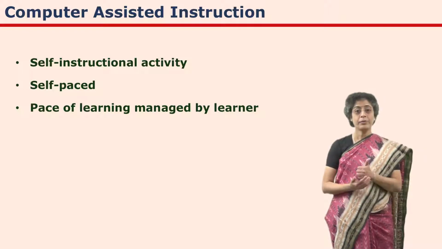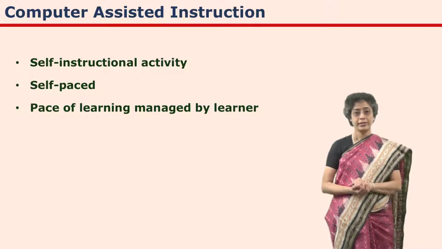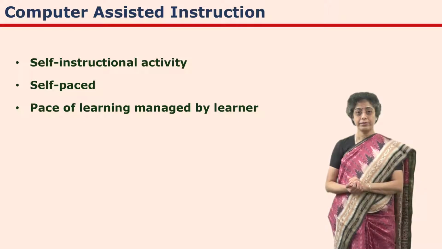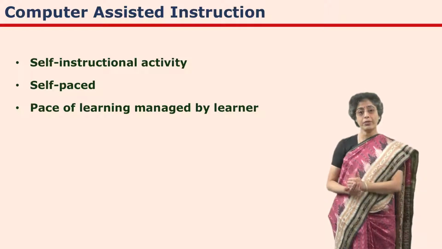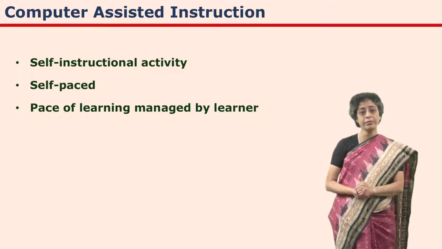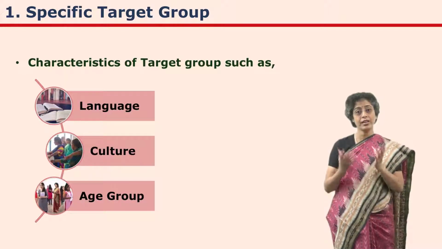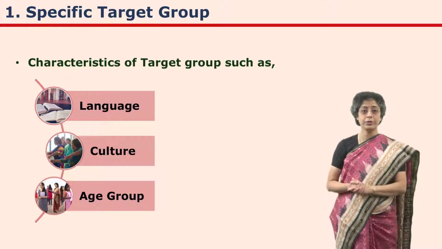And that's why specific objectives and a specific target group are needed. When you develop something for self-instruction, it needs to be developed in a very individualized manner. Even though a single separate package for every learner is not possible, we can certainly develop something for a specific target group. CAI packages are generally developed keeping in mind a specific target group.